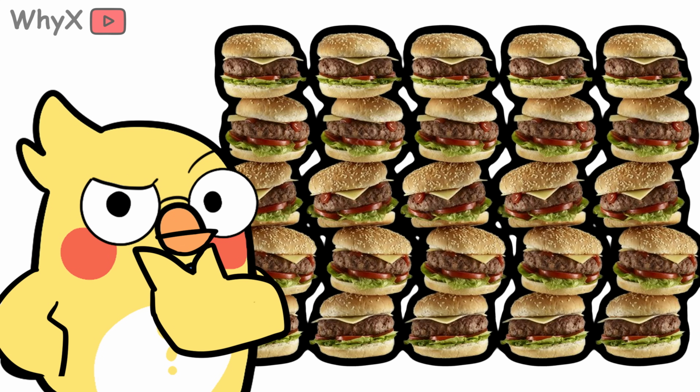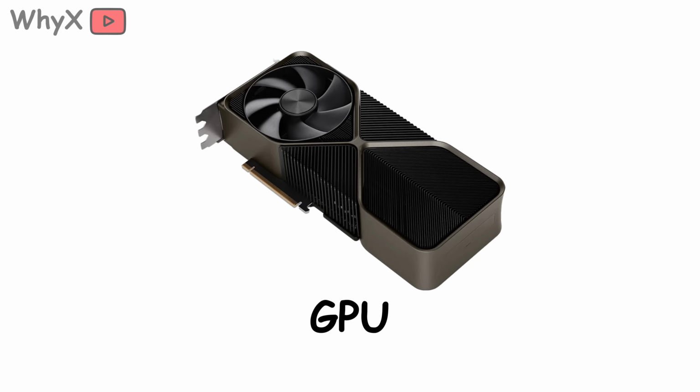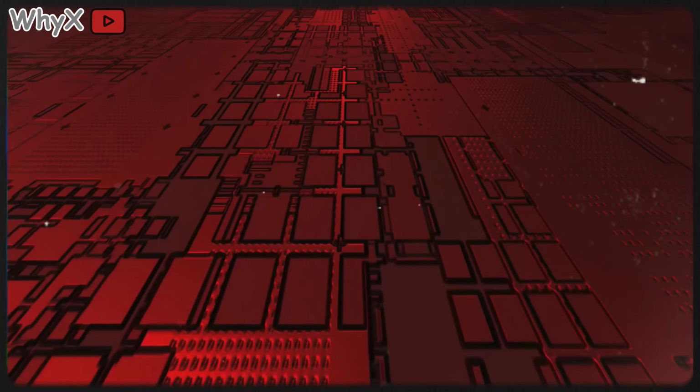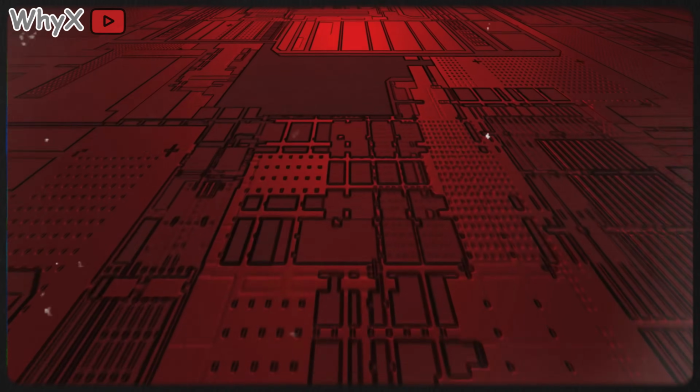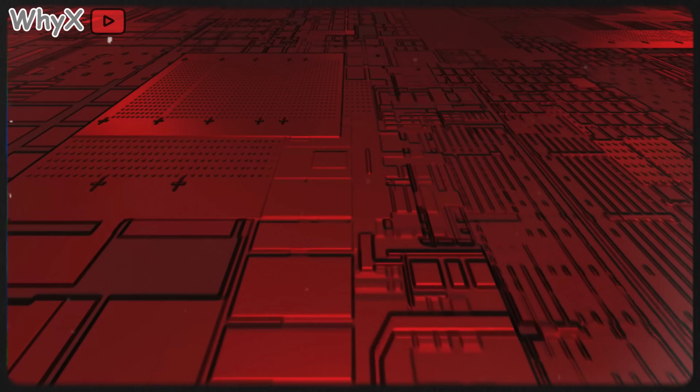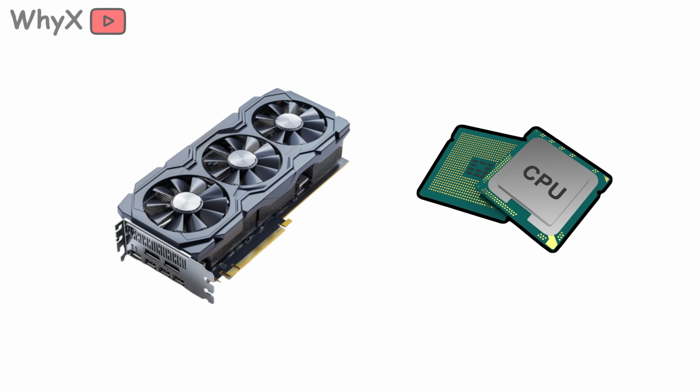Let's break it down. Think of the CPU as a gourmet chef. It's versatile, smart, and can whip up a wide variety of dishes. But what if you don't need fancy cuisine? What if you just want to serve 10,000 burgers at once? That's where the GPU, or graphics processing unit, comes in. GPUs are like fast food workers in a burger assembly line. Each one is flipping patties, adding pickles, and wrapping buns in perfect synchronization. They may not be as smart as the head chef, but when it comes to handling a massive number of small, repetitive tasks, they dominate.